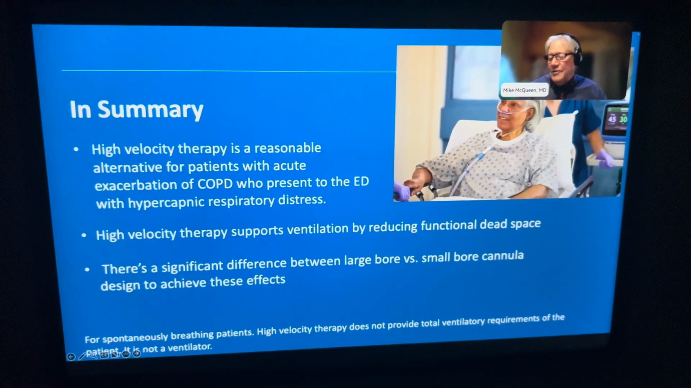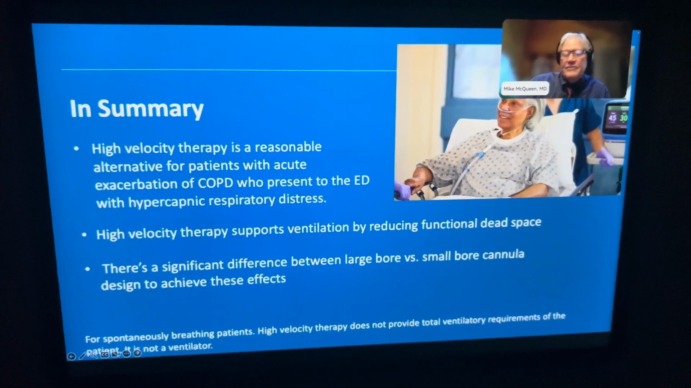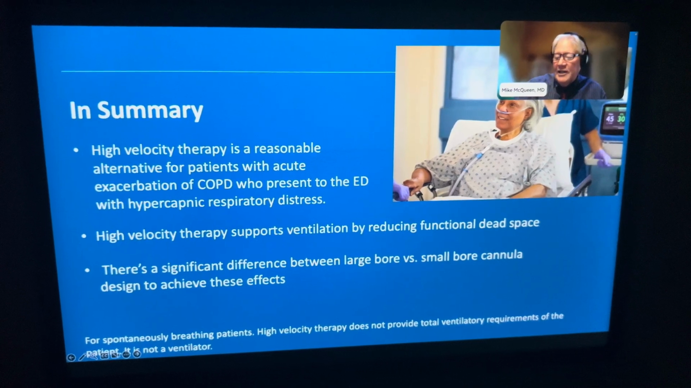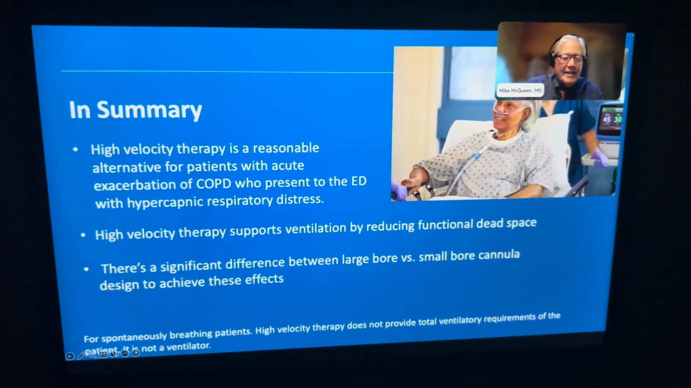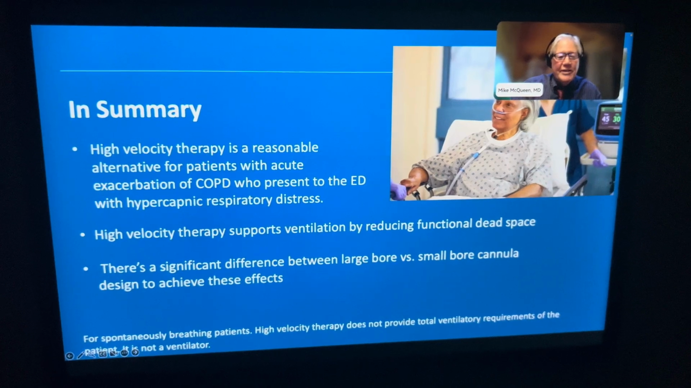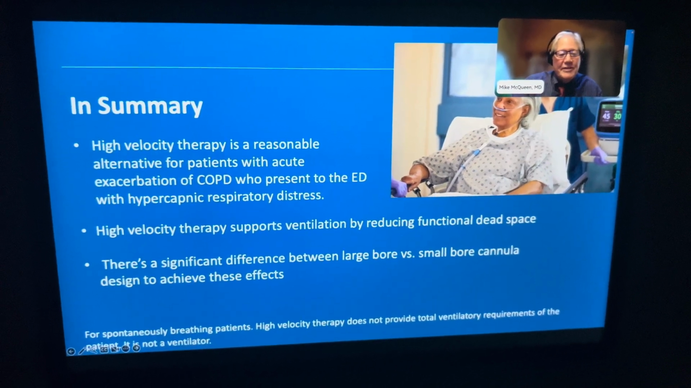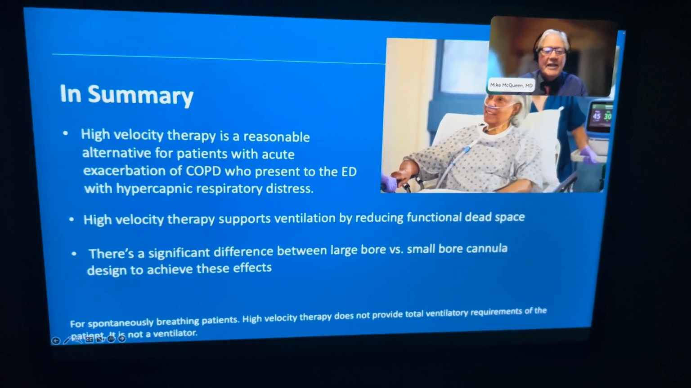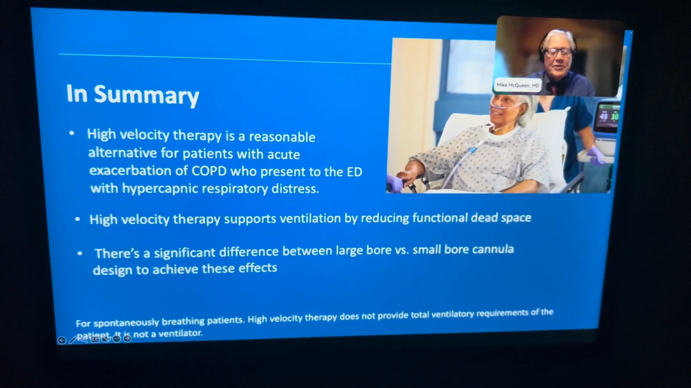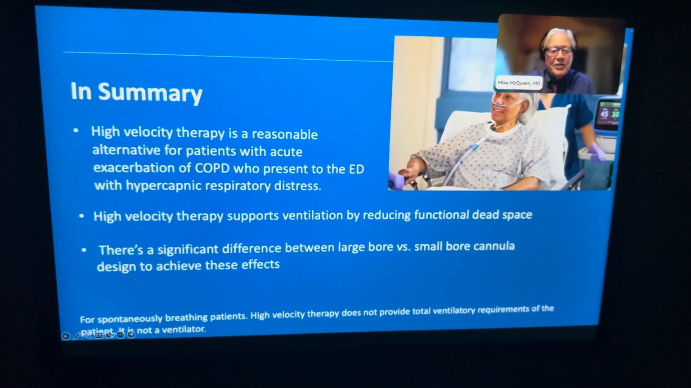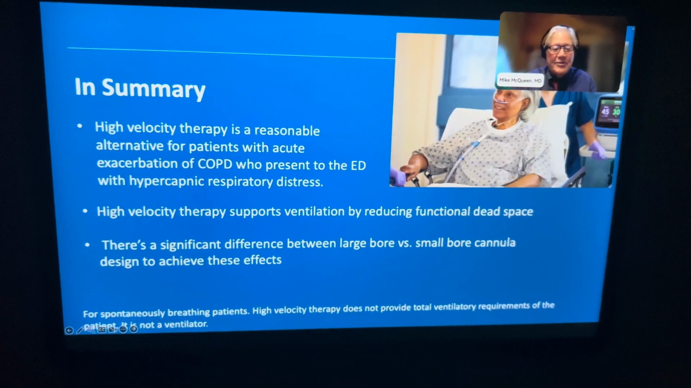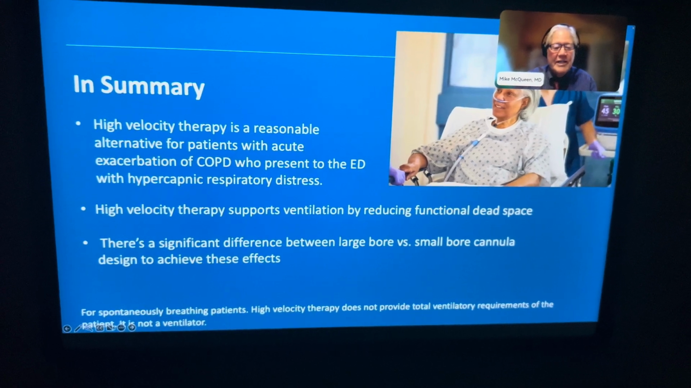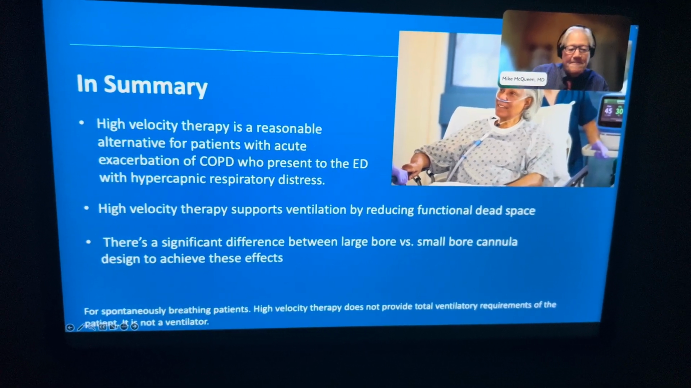So thanks to Scott's demonstration of the velocity physics and understanding hopefully the mechanisms of action, and Dr. Whittle's presentation of clinical trial data, I think we can say that high velocity therapy is a reasonable alternative for patients with acute exacerbation of COPD who are hypercapnic, who present to the ED with respiratory distress. High velocity therapy supports ventilation by offloading exhaled CO2 and functionally reducing the dead space. And there is a significant difference between standard large bore versus the small bore high velocity system in achieving these effects.